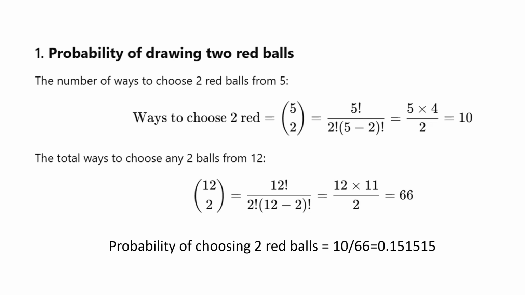So when expanded it is 12 into 11 into 10 and so on. That will cancel with 12 minus 2, that is 1 into 2 up to 10, so up to 10 it gets cancelled. So what we are left with is only 12 into 11, and down below only 2 factorial, which is 1 into 2, equal to 2. So ways to choose red is 10, ways to choose any balls is 66. This 10 by 66 is equal to 0.1515.